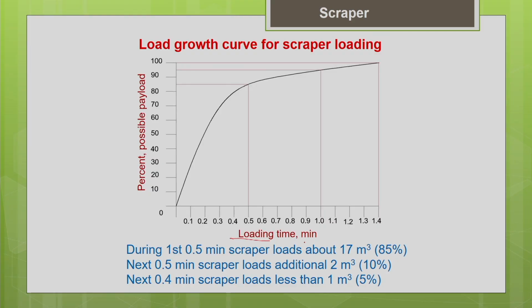You have the loading time in minutes on the x axis and the percentage possible payload on the y axis. Possible payload in percentage means the maximum capacity of your bowl, so how much you have actually filled your bowl. That percentage only is plotted here. Now you can see that during the first 0.5 minute, say the scraper capacity is 20 meter cube. The maximum capacity of the scraper we have considered here is 20 meter cube.